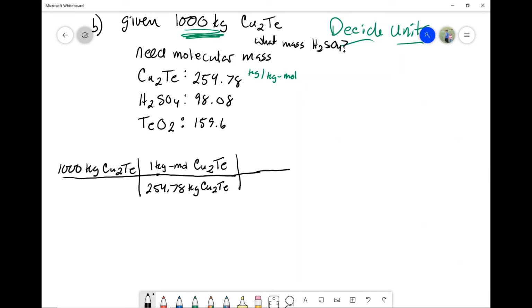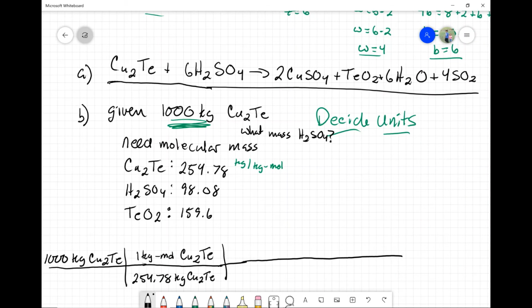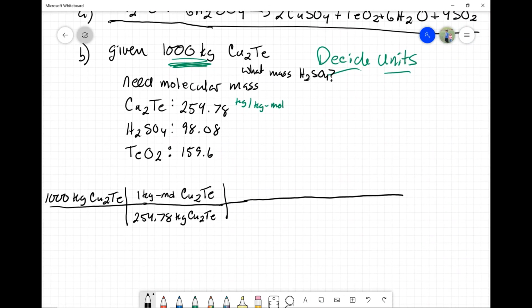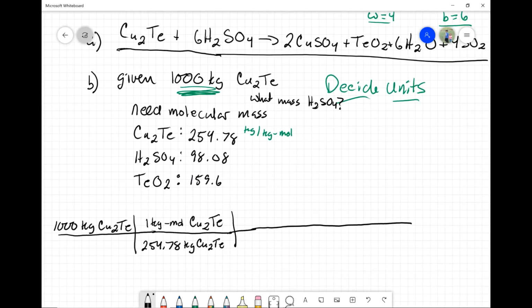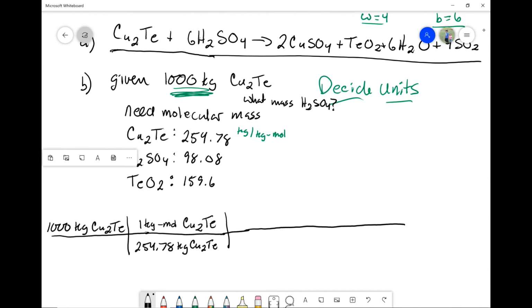And so here's now where the chemical equation becomes our guide. There's a molar ratio, so we want to know how much H2SO4 we need. There's a 6-to-1 molar ratio. So we have 1 kilogram mole of copper telluride. This lets us set up how we're going to set up the rest of this calculation. And so we have a 1 kilogram mole, and the ratio is 1 to 6.